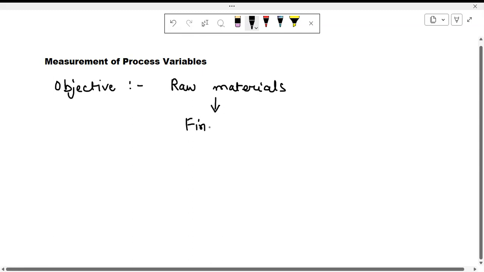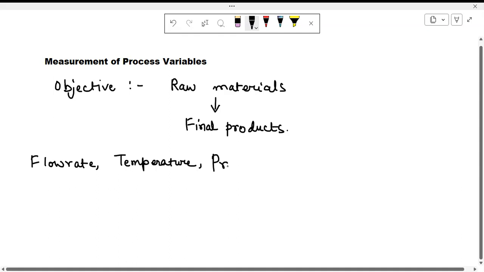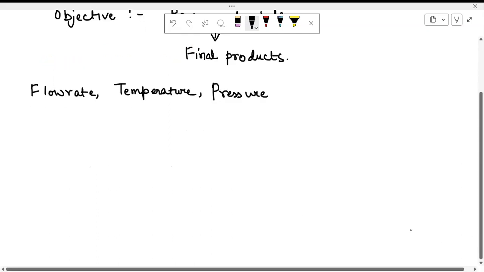Now, to do this, while the process operates, we have some variables at hand like flow rate, temperature, pressure, which we need to monitor, which basically guides the process in the way we want it to go ahead.